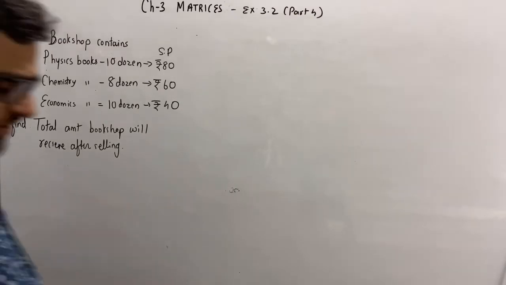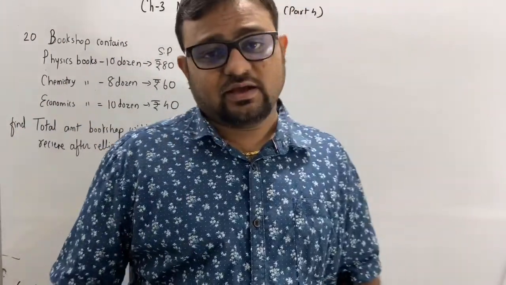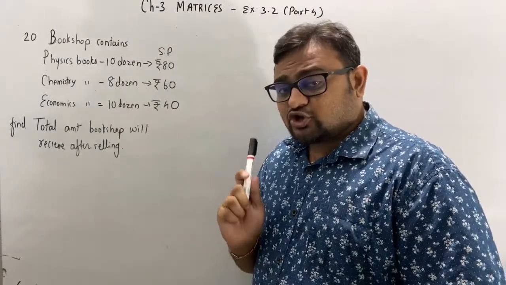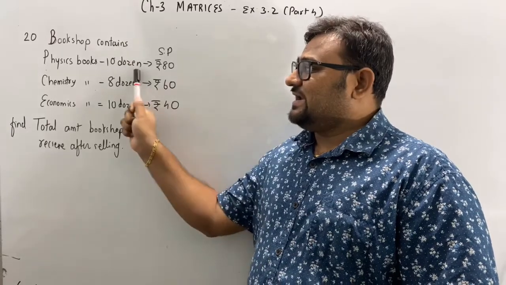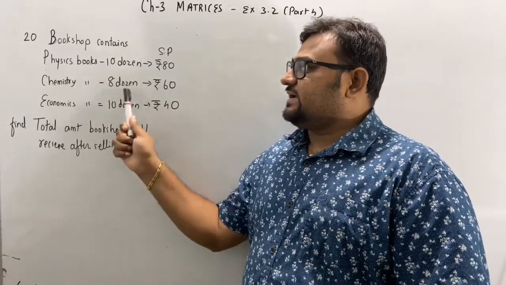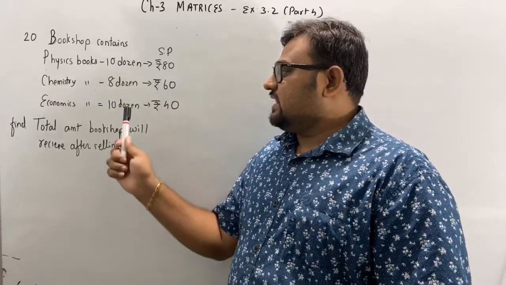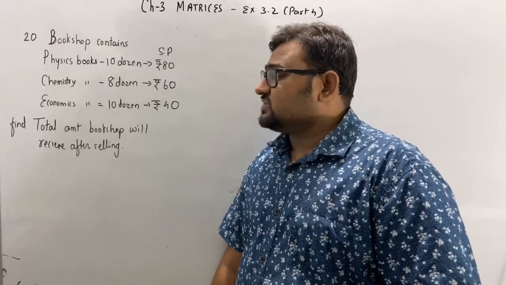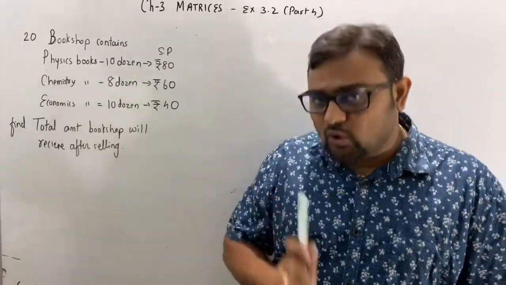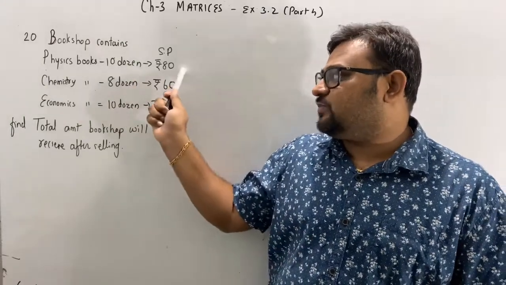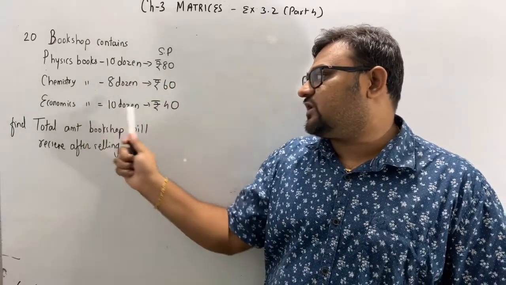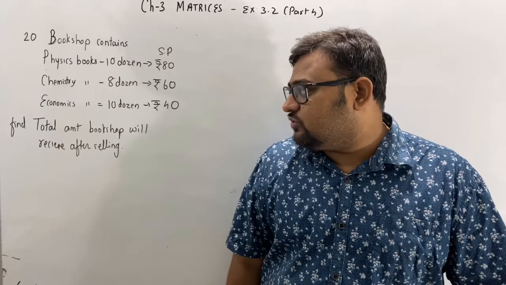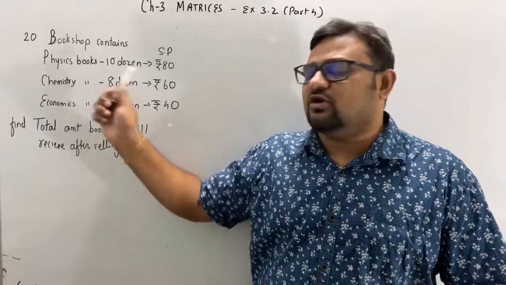The next is question number 20. Now saying question number 20, this is the given thing. Okay, this is the question. There is a bookshop which contains 10 dozens of physics books, 8 dozens of chemistry books, and 10 dozen of economics books. Okay. Now the selling price per book for physics is 80 rupees, for chemistry is 60 rupees, and for economics is 40 rupees. Now you have to find out the total amount bookshop will receive after selling all these books.